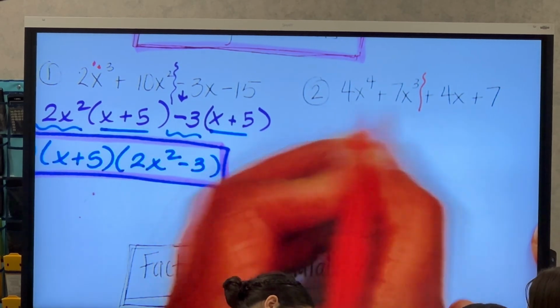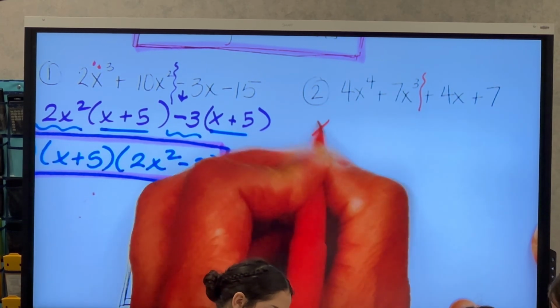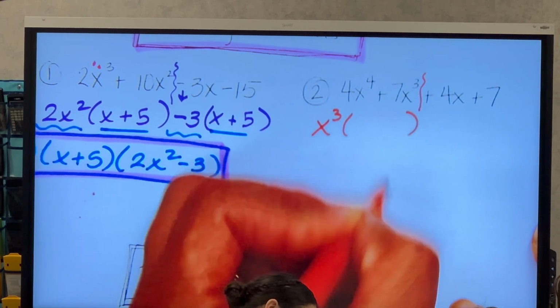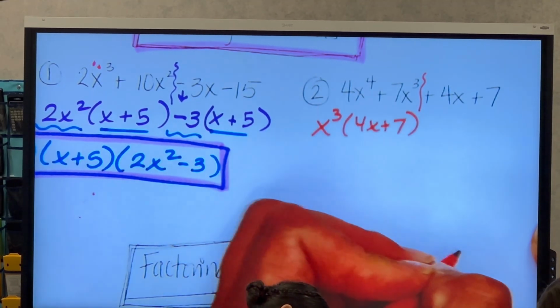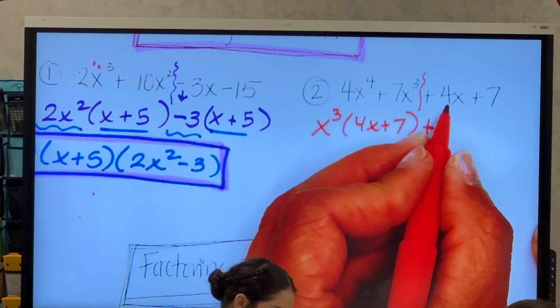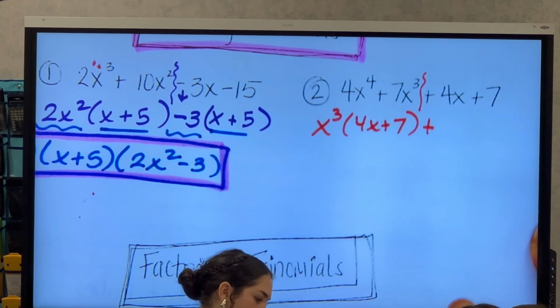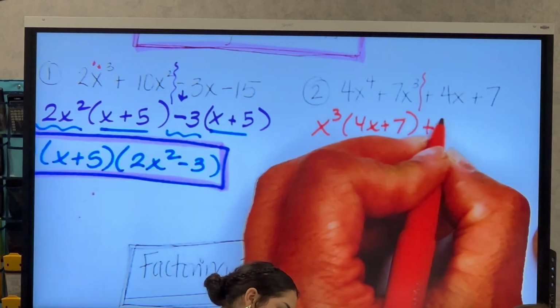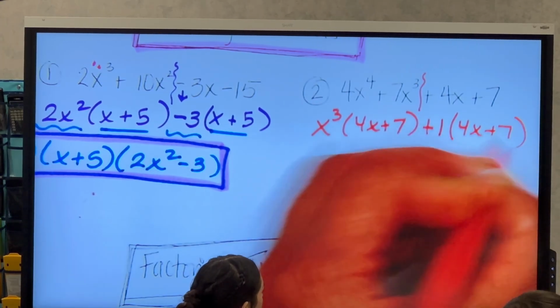So let's see, what's the GCF on the left? X cubed, right, that's the greatest common factor. So then we're left with a 4x plus 7 in the parentheses. And then don't forget to bring down the connector sign. And 4x and 7 have nothing in common. But what is the one number that's in common with all? 1. Because you got to put something. So sometimes it's as simple as just a 1.